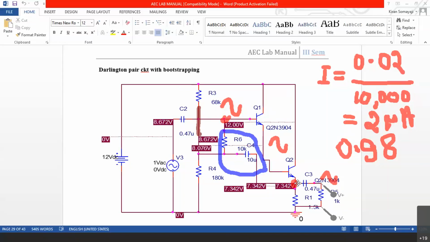You might be thinking that because of the positive feedback, the circuit will become an oscillator. If an oscillator has to work that way, A beta must be equal to 1, right? The amplifier gain A must be much larger. But amplifier gain here is unity. So this will not work like an oscillator. But the only thing is, across this 10 microfarad and 10 kilo ohms, there is a 2 microampere AC feedback. Let me remove this 0.98 now.